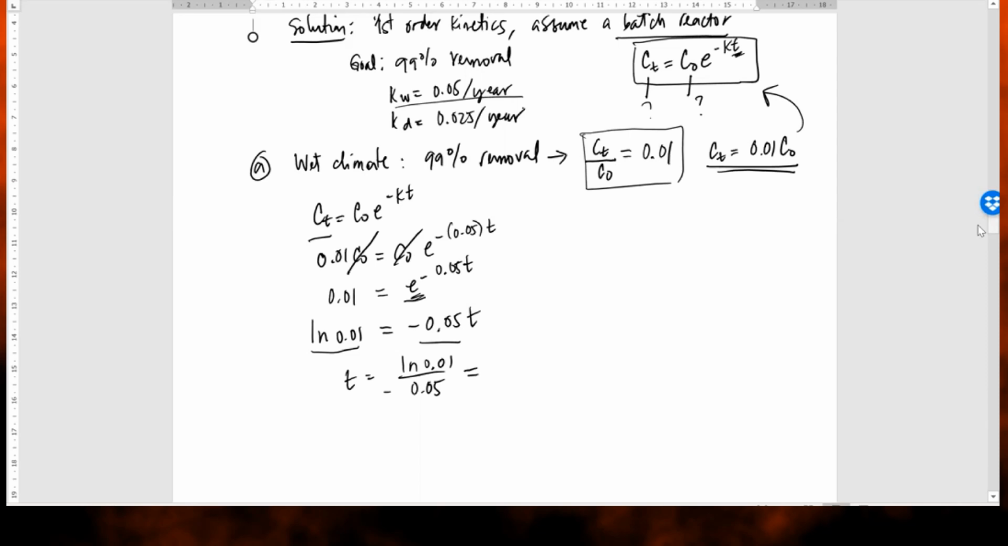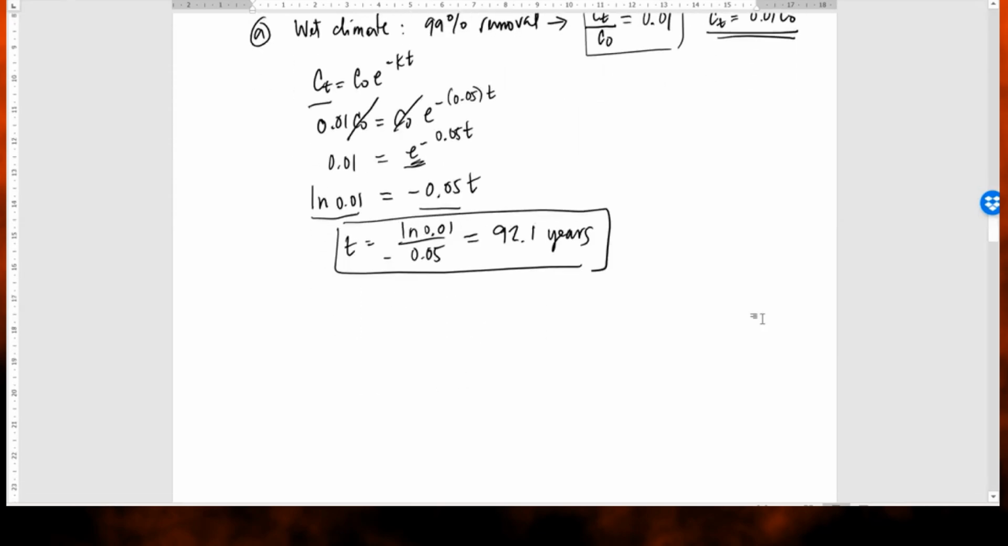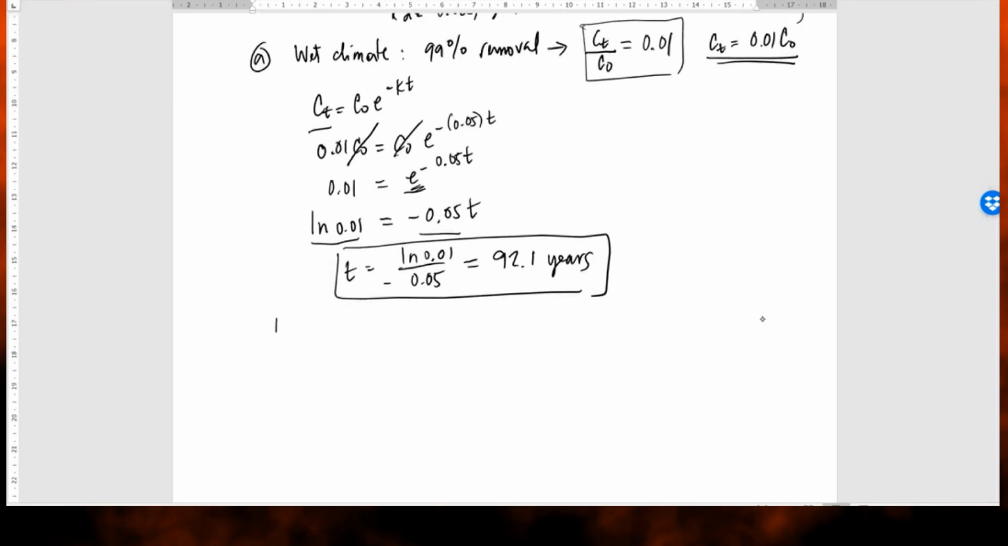In this case, the answer is 92.1 years. That's quite a long time, right? So that is for the wet condition. So what shall we do for the dry condition? The same way, a similar process. All right, dry climate.